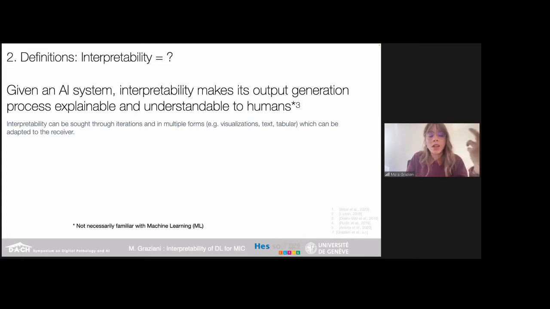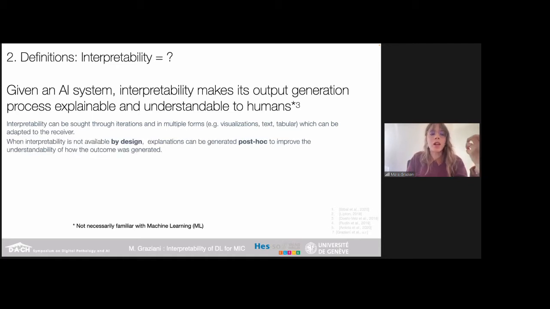So we can try to find interpretability through iterations in multiple forms. We can provide visualizations, text, tabular data, and we can try to introduce it directly in the design of our models, or we can take a model that was working before and introduce interpretability analysis in a post-hoc way to improve the understandability of how this outcome was reached by the model.